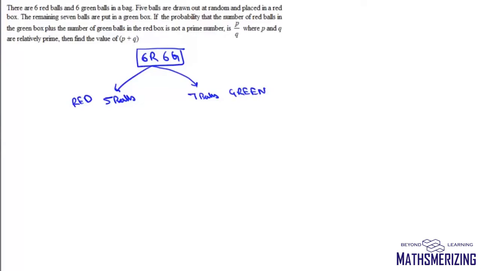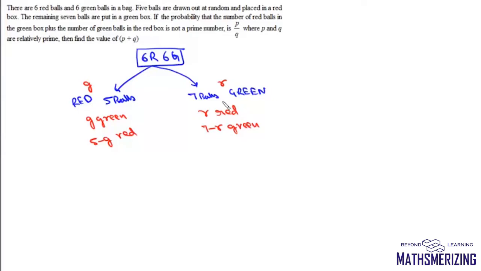Now it says, if the probability that number of red balls in green box. So suppose the number of red balls in the green box is R and the number of green balls in the red box is G. So in the red box we have G green and 5 minus G red, whereas in the green box we have R red and 7 minus R green balls.